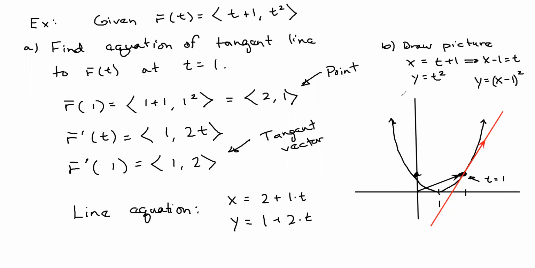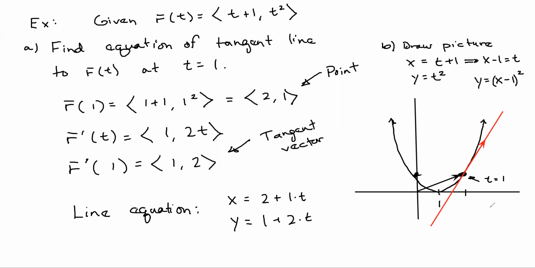Just one more time to recap: you find the point by plugging the t value into the vector function, and then you find the tangent vector by finding the derivative of the vector and plugging the t value into the derivative. Then you put the point and the tangent vector together into the line equation. Point, direction vector. The direction vector is the tangent vector.